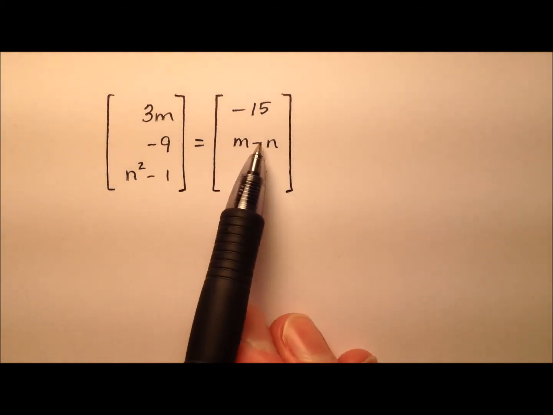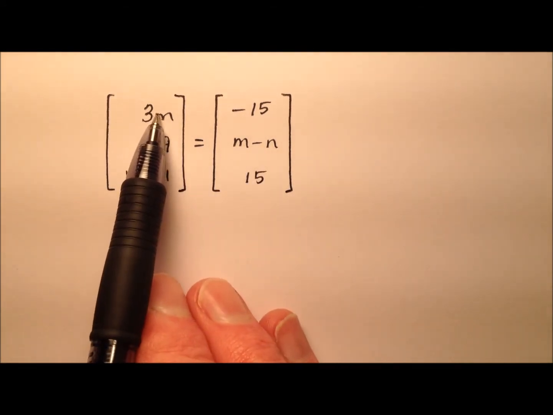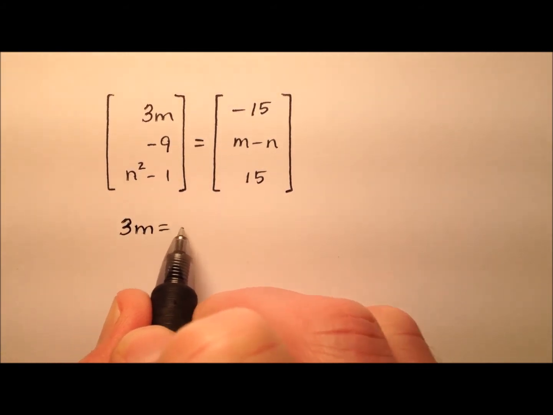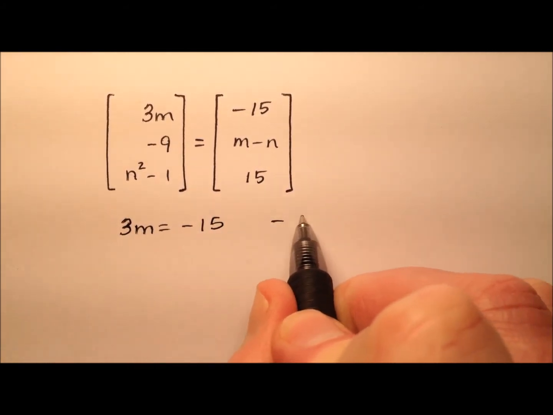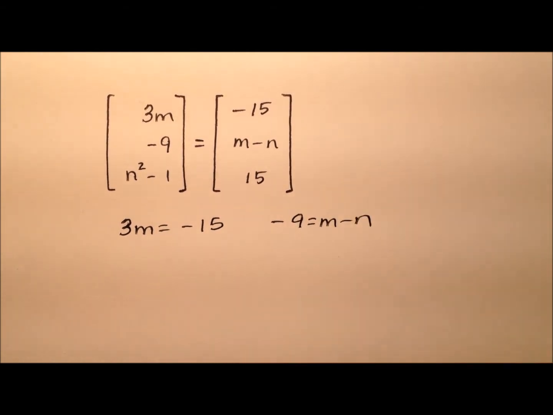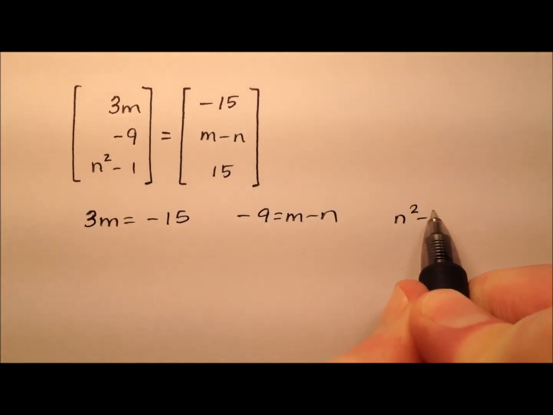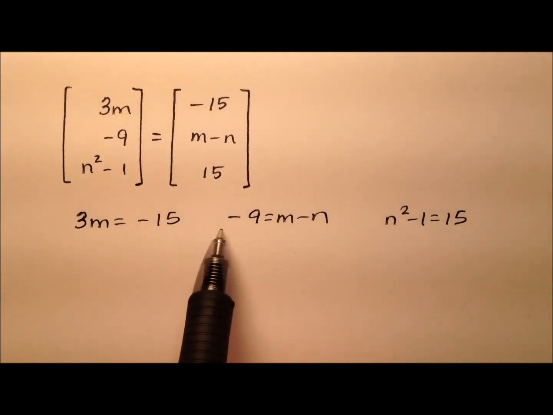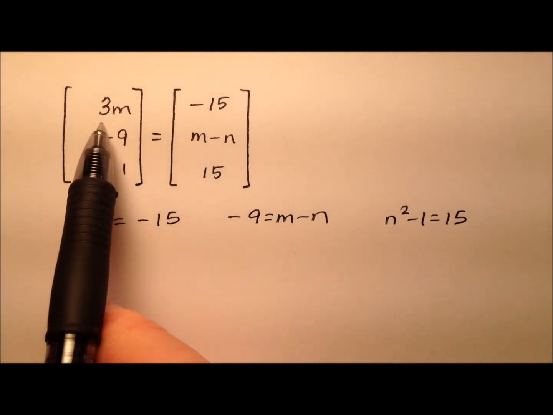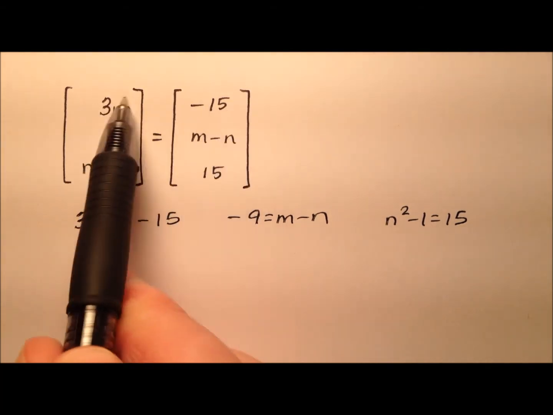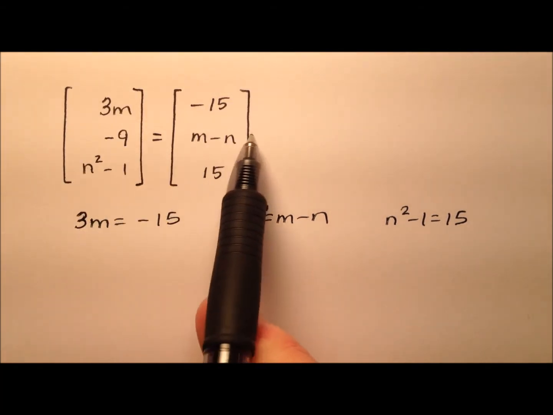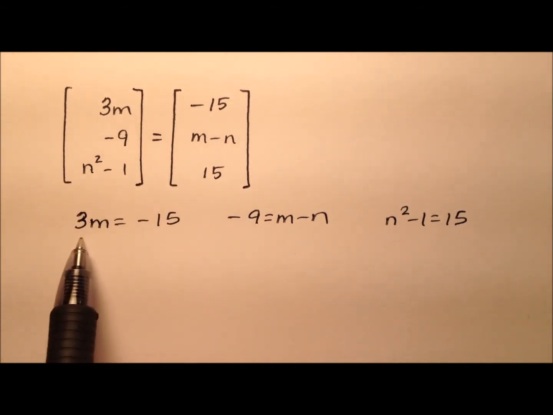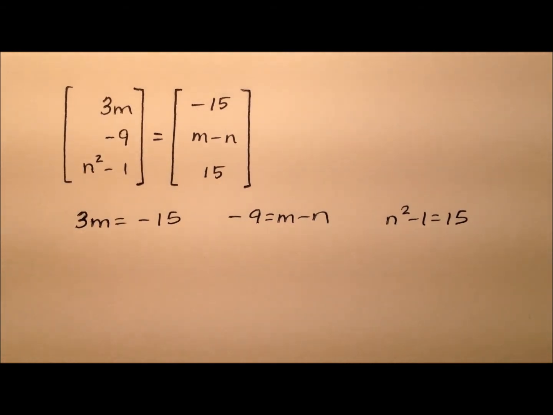So since they are equivalent matrices, I can go ahead and set these corresponding entries equal to each other and then solve the equations. By the way, these 3 equations just came from 3m equals negative 15, negative 9 equals m minus n, and then this last row, n squared minus 1 equals 15. So it's just these corresponding entries that I set equal to one another.